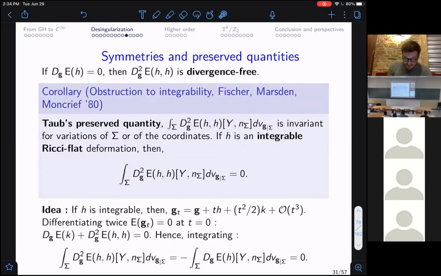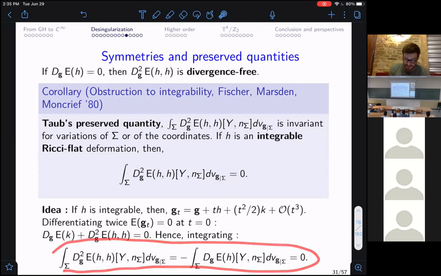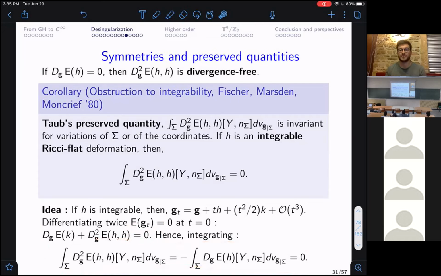And the idea, in order to prove this, is again very simple. Just take your metric up to order 3 and differentiate the equation E of G of t is 0. And you end up with this thing here. And if you just integrate this over sigma and apply it to y and your normal, then you find this identity here, and this right-hand side is 0 by the first theorem, the first proposition.